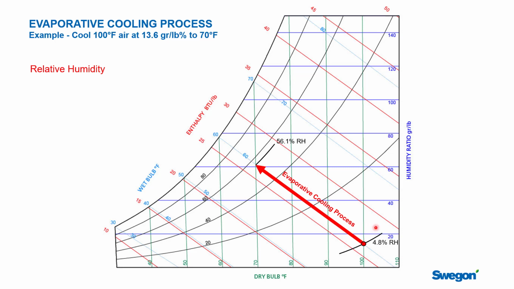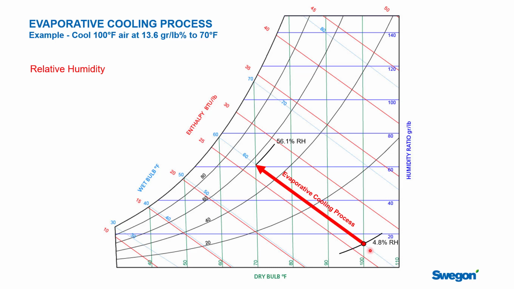So let's look at relative humidity. We could talk about 13.6 grains and 100 degrees. It's actually 5% RH, 4.8% relative humidity. Now our relative humidity lines on the psychrometric chart are these sweeping curves through here. So you can see 20, 40, 60, 80. This one here is 100% RH. It's the saturation line. It means that the air has all the water molecules it can possibly hold. It's not possible to put any more moisture into that air.